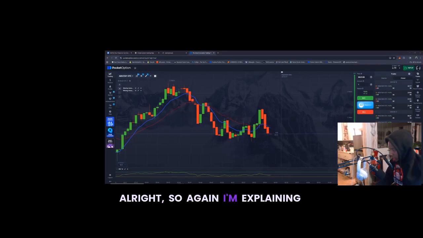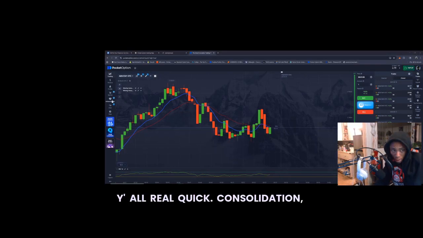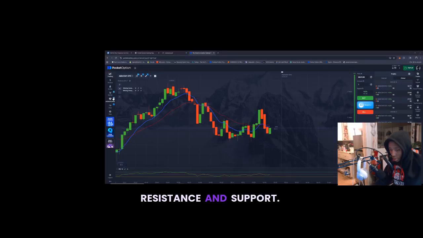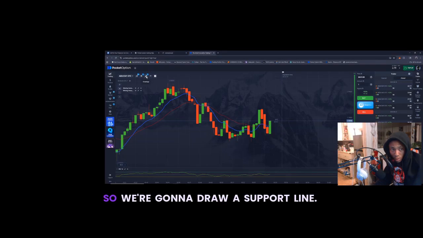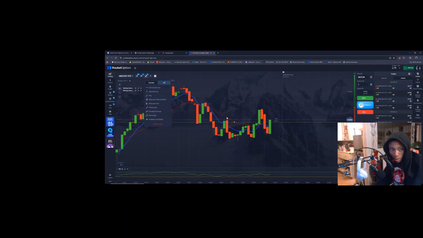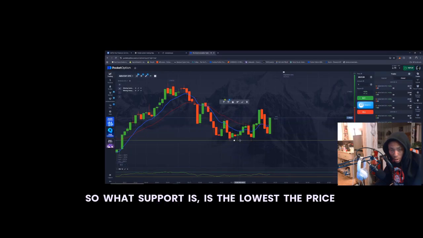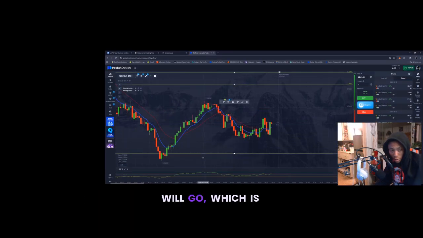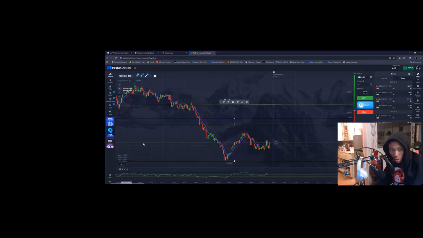Alright, so again, I'm explaining to y'all real quick consolidation, resistance, and support. So this is how it goes. We're gonna draw a support line. Support is the lowest the price will go, which is, we go back, we're right here.